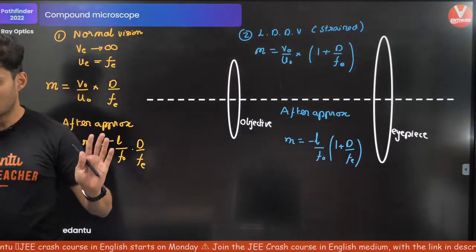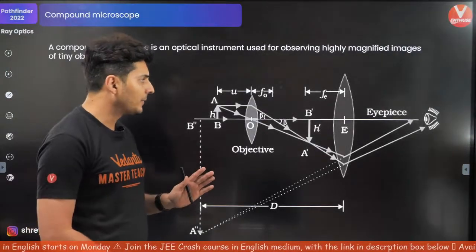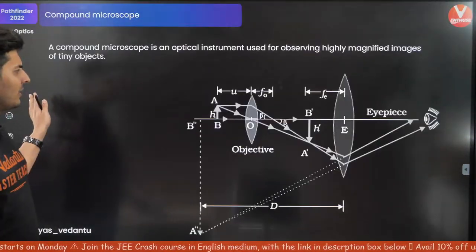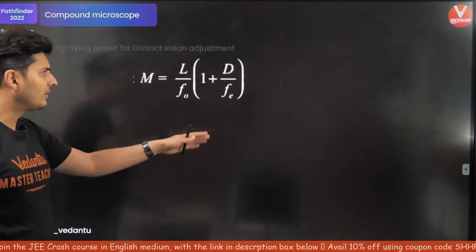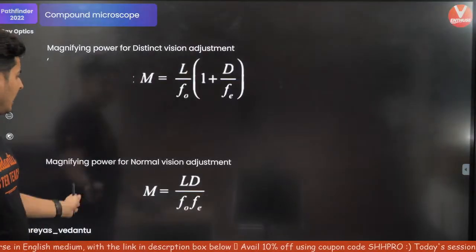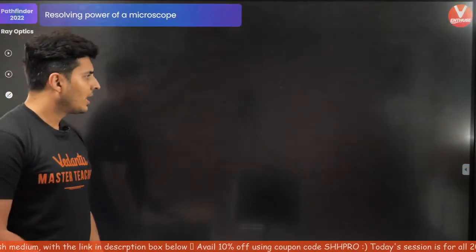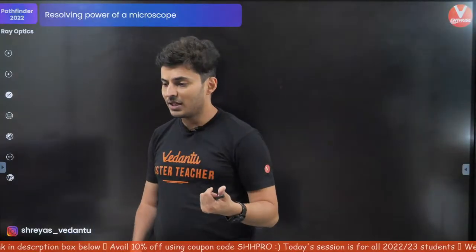Okay. Got it? Very good. And the last thing over here, I've put up all the formulas and the ray diagrams in printed form also, so that you have it in a neat way: the magnifying power for distinct vision as well as for normal vision. And the only thing remaining over here is the resolution of images.